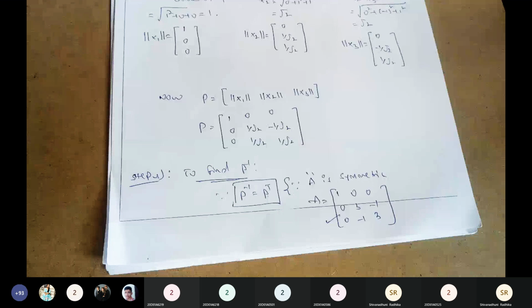Now, P inverse equals to capital P. What is capital P? Just tell me. Capital P equals to 1, 0, 0, 0, 1 by root 2, 1 by root 2, 0, minus 1 by root 2, 1 by root 2. It is clear? Whole transpose. This is a P inverse, right?